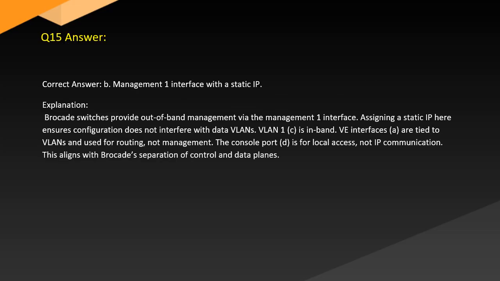Answer. Correct answer: B. Management 1 interface with a static IP. Explanation: Brocade switches provide out-of-band management via a Management 1 interface. Assigning a static IP here ensures configuration does not interfere with data VLANs. VLAN 1, C, is in-band. VE interfaces are tied to VLANs and used for routing, not management. The console port, D, is for local access, not IP communication. This aligns with separation of control and data planes.